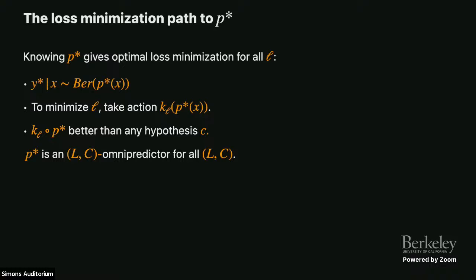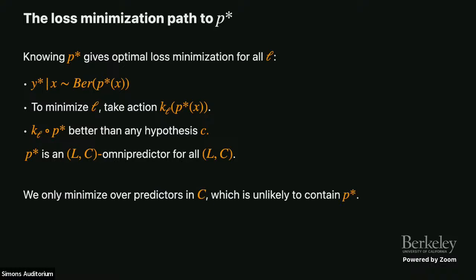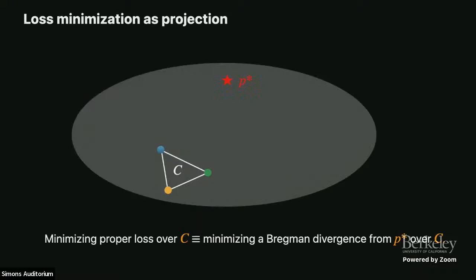It just means that it can minimize any loss better than any hypothesis you could possibly come up with. Okay, great. So of course, if you knew P star, you can do loss minimization, but it's a good thought experiment. It's not telling us anything about practical loss minimization because we only minimize over some fixed family of predictors. And it's very unlikely that this is going to contain P star, right? Okay, so in this setting, how is loss minimization providing us a path to P star?